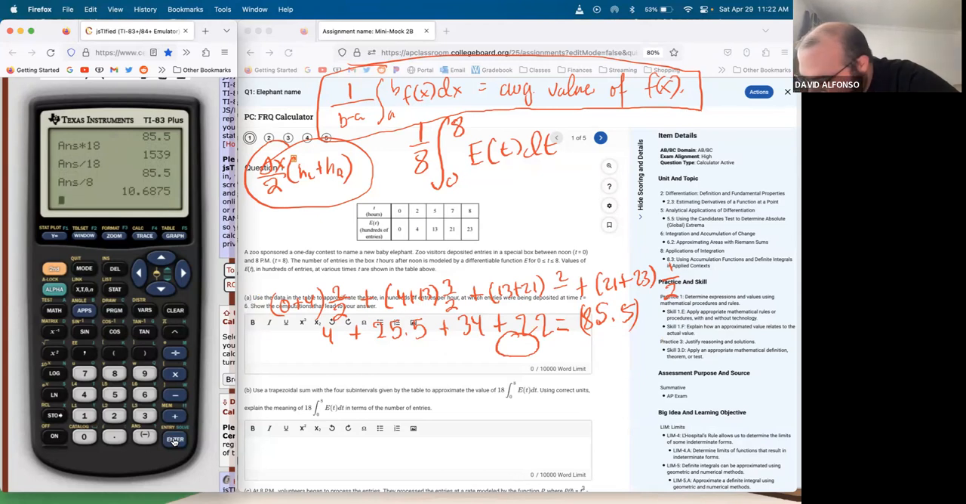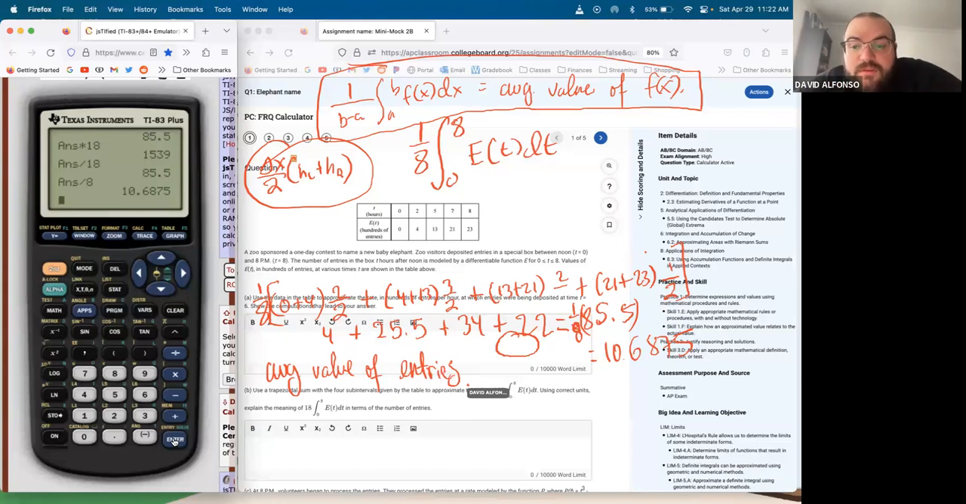So this is supposed to be 1/8 of all of this. This is 1/8, which we got was 10.6875. And this represents the average value of entries. Okay, entries per hour?